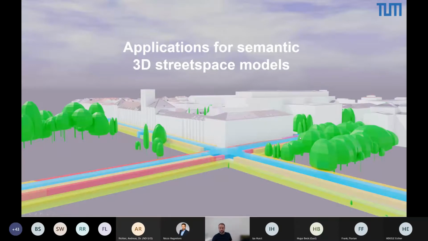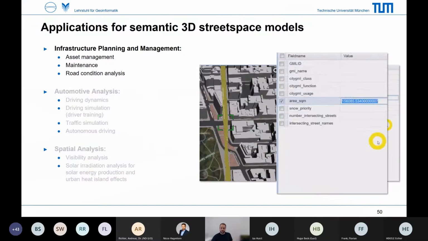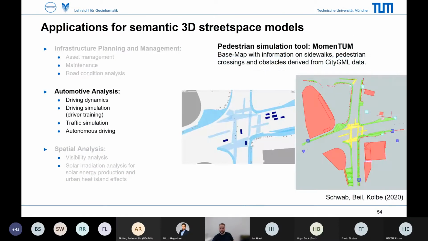Okay, then I quickly want to go over one or two applications and maybe skip the first part with a look on the time, and just show you this application we did with CityGML street space data. So we used the CityGML data that was converted from OpenDRIVE to CityGML and contained information on individual sidewalks and crossings or crosswalks, for example, to derive a base map for the pedestrian simulation tool called Momentum. Then this created basically a map of surfaces that are preferably used by pedestrians, and obstacles such as buildings, vegetation objects, or traffic signs in this example. And then Momentum was able to use this information to run a pedestrian simulation with that.